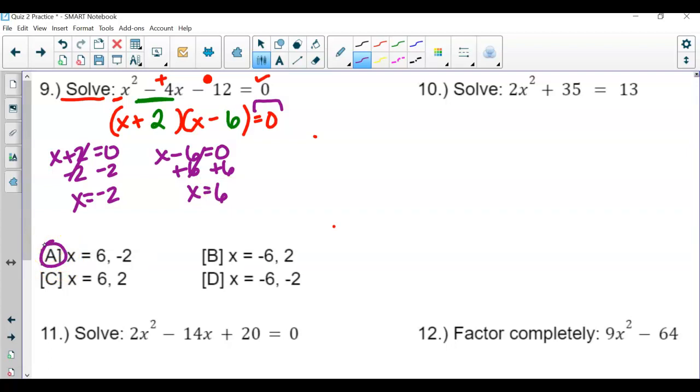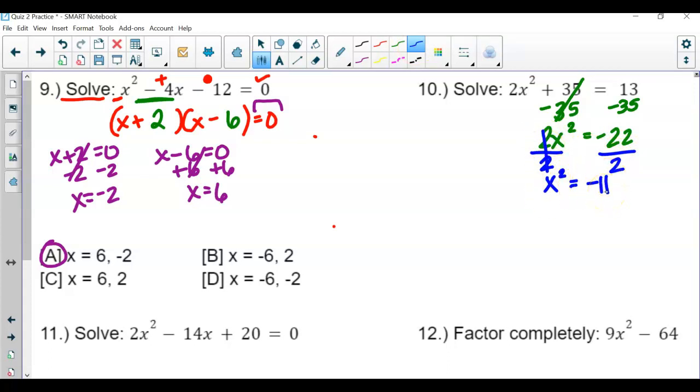With question number 10, I'm noticing we just have 2x squared, but we have no x term, just our constant. So if there's no x value, I'm going to go ahead and solve this using the square root method. I'm just going to treat it like a two-step, where here I'm going to subtract 35 because I'm solving for x. So subtract 35. Now I have 2x squared is equal to -22. I'm still solving for x, but it's being multiplied by 2 here, so I now need to divide by 2. And x squared is now equal to -11.